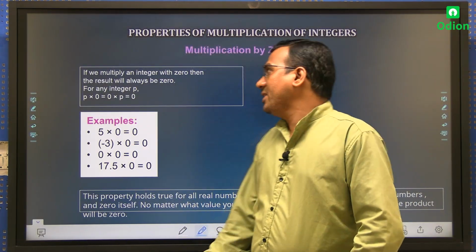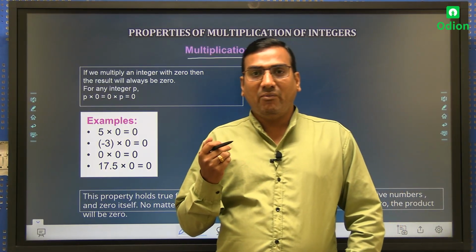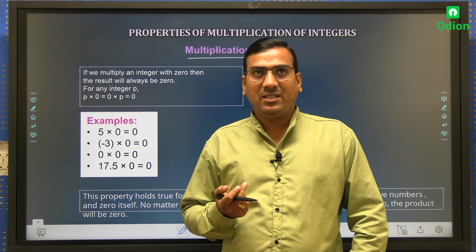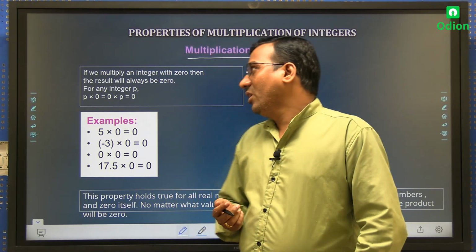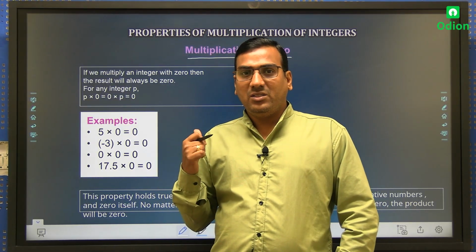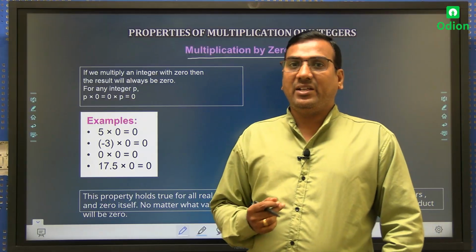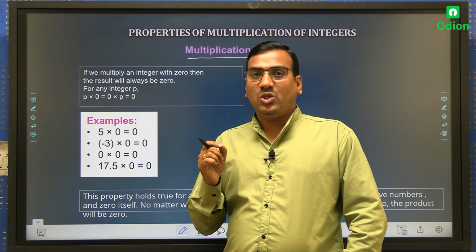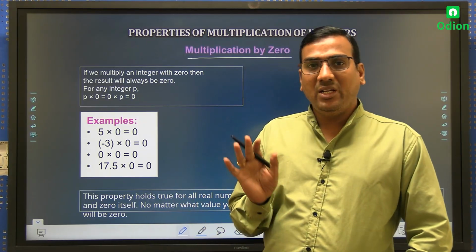The third property is multiplication by 0. I am just going to remind you students, in the previous class, addition or subtraction of integers, I have already told you that there is a number 0 which is known as additive identity. Additive identity, इसका मतलब क्या हुआ? 0 हम जिस नंबर में ऐड करेंगे या सब्सट्रैक्ट करेंगे, वो आंसर वही नंबर आएगा.